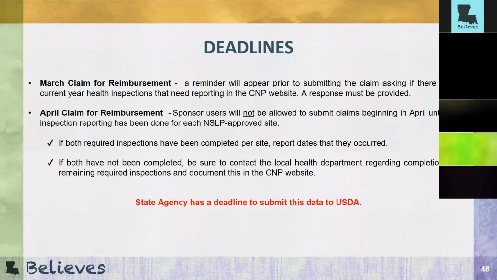And here are just a few reminders for the March claim reimbursement. A reminder will appear prior to submitting the claim, asking if there are any current year health inspections that need reporting in the CNP website. A response must be provided in order to continue with that claim. And in the month of April, the sponsor users will not be allowed to submit the claims beginning in April until the health inspection reporting has been done for each NSLP approved site.